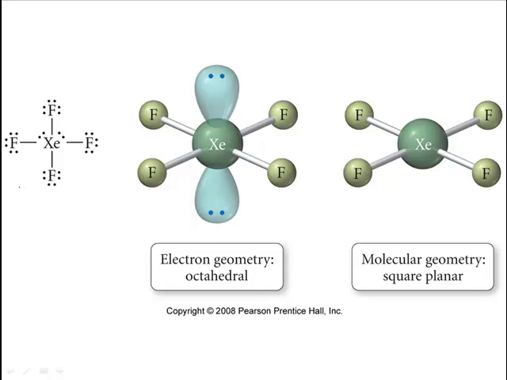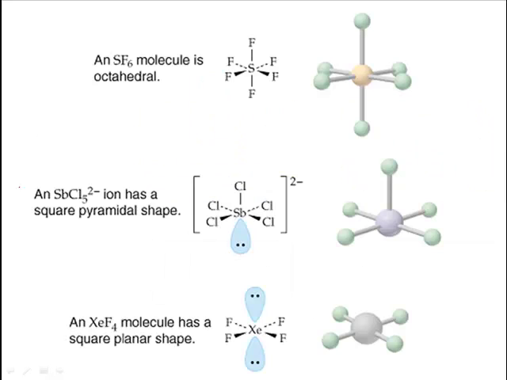This one here is another option with xenon and fluorine, XeF4. The two lone pairs are as far apart as possible from one another, and this creates a square planar shape. The whole square is in the same plane. Here's SF6, octahedral. This is square pyramidal, SbCl5 2-. And XeF4 is square planar. So here are some examples of molecules that have those particular shapes. Once you get into the octahedral basic shape, you go octahedral, square pyramidal, and then square planar.